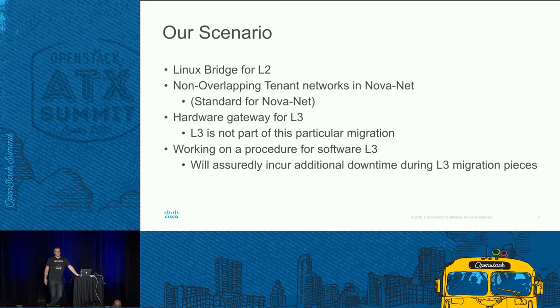We're working on a procedure because we do have some situations where there's software layer three, and that will definitely incur some additional downtime, just because if nothing else, you have the ARP problem where you're switching an IP from this device to that device or whatever the case may be. So if the MAC address changes at all, that's gonna be an issue. Something to keep in mind, but for this particular scenario, hardware layer three made my life a lot easier.